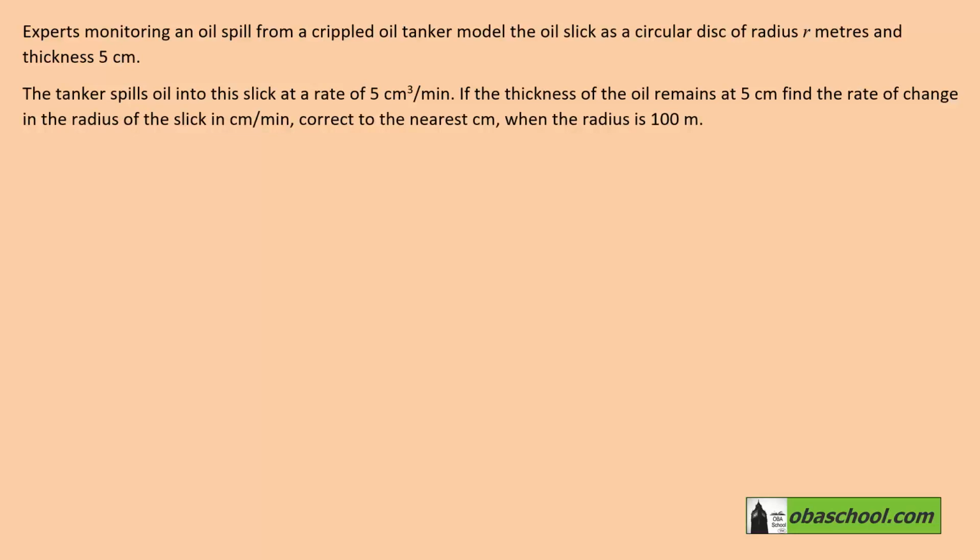Experts monitoring an oil spill from a crippled oil tanker model the oil slick as a circular disc of radius r meters and thickness 5 centimeters, which remember is 0.05 meters. The tanker spills oil into the slick at a rate of 5 cubic centimeters per minute.